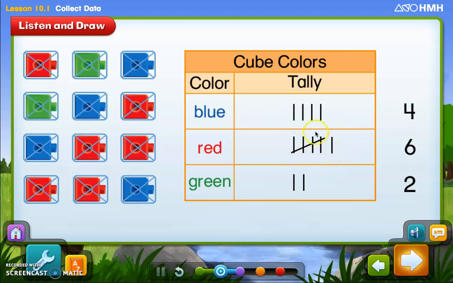We do this because it makes it easier to count tally marks when you group them by 5, because counting by 5 is very easy, and I'm sure a lot of you know how to do that as well. Counting by 5s helps you count a lot of different tally marks quicker and easier. So that's why we group tally marks by 5s.